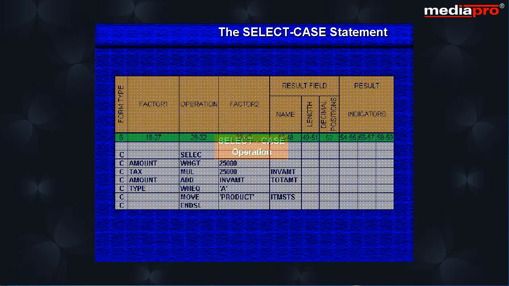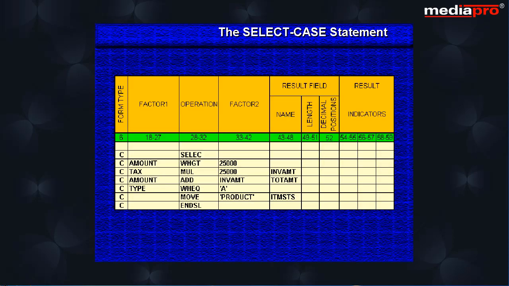Complicated if statements can get very confusing. The select and case operations are a solution to this. This is an example of a select condition. The select operation is written first to indicate the beginning of a select construct. This is followed by one or more WHEN lines or conditions to be tested.